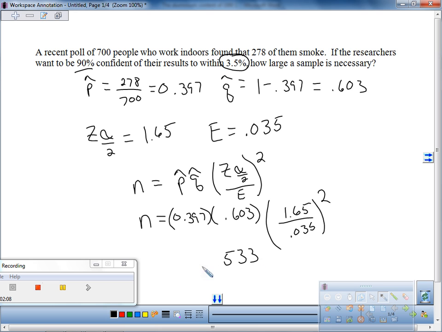533. If you ended up with something a little bit less than this, remember we're rounding up, because we can't have a tenth of a person. So for our sample size for this one, we should go get 533 people if we want the maximum error to be 3.5%.